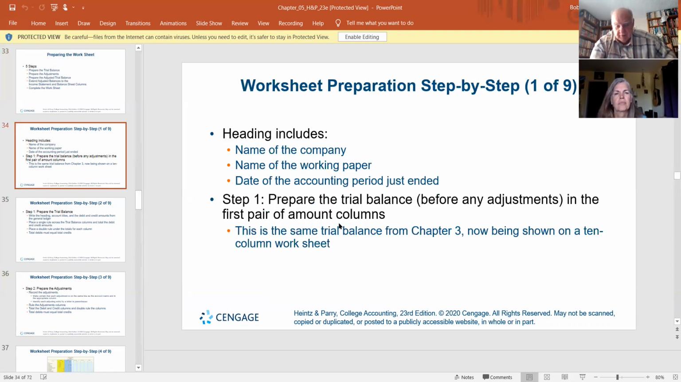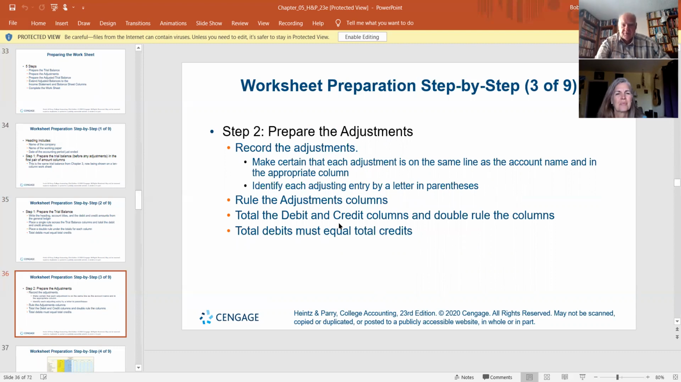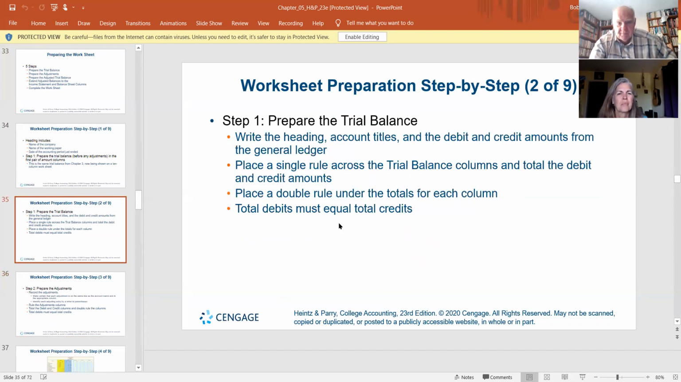So you put the worksheet together, you put a heading on it, huh? Given some rules for underlining, let's not worry about that. Step 1, place a single rule across the trial balance. So you're going to start off with the trial balance. So the first 2 columns are given to you.